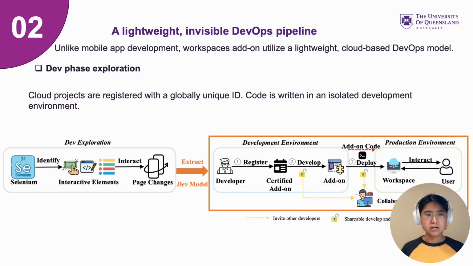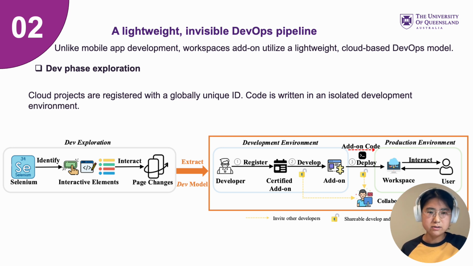We will interact with these elements and record the HTML page change and the network during this phase. This allows us to successfully retrieve the DevOps models, just similar to other applications used. It was divided into two environments. One is the develop environment, the other is the production environment.